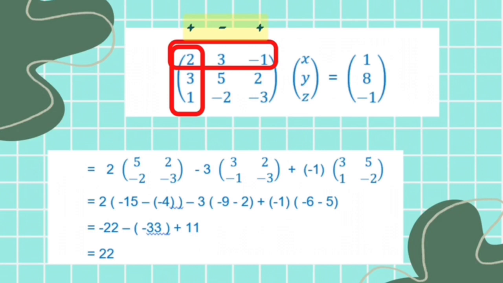Okay, here is the equation to find determinant A. 2 is positive, 3 is negative, negative 1 is positive. 2, 3, negative 1 is A, X, Y, Z is X, 1, 8, negative 1 is B. So here we define the determinant D, and then Dx, Dy, and Dz.